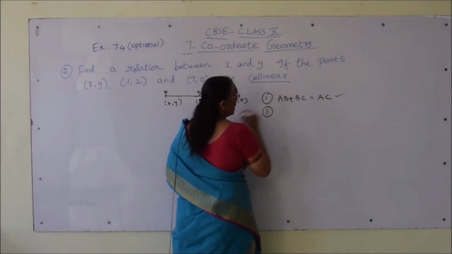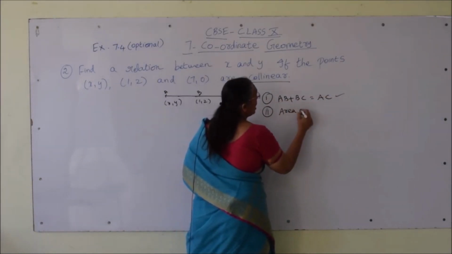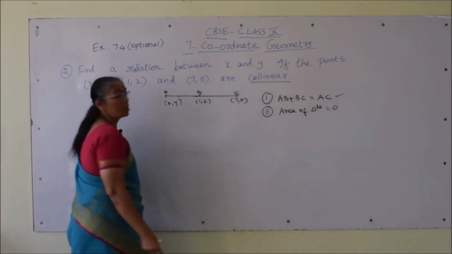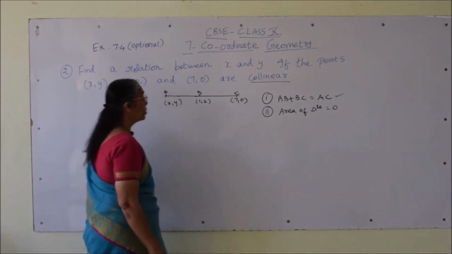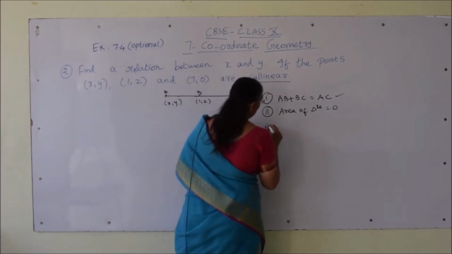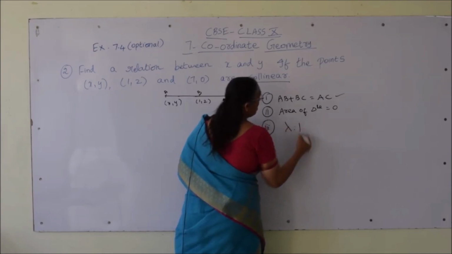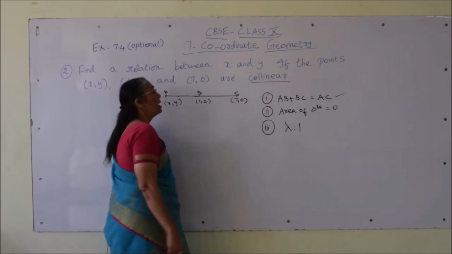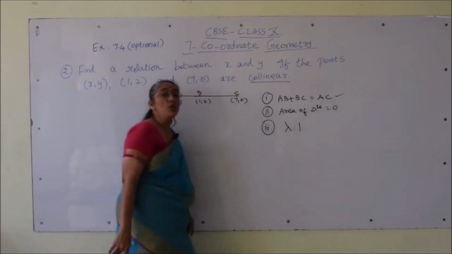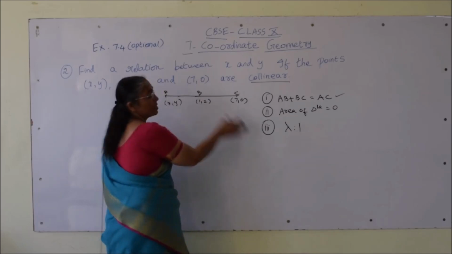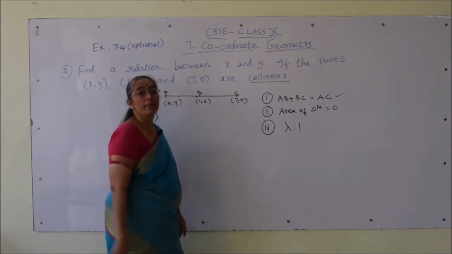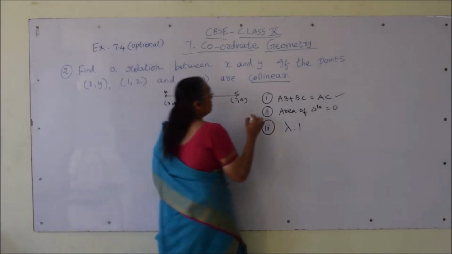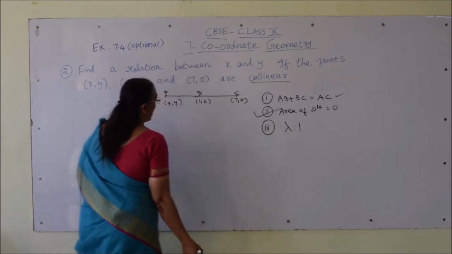Or, the second condition we can prove is that the area of the triangle is equal to 0. If the points are collinear, then the area of the triangle is equal to 0. Or, the third condition: we can consider that one point divides the other 2 points in the ratio lambda is to 1, and if we are able to find the value of lambda, then these points are collinear. If the lambda value is imaginary, then they are not lying on the same straight line. So, the better way is to follow the area of the triangle being 0.